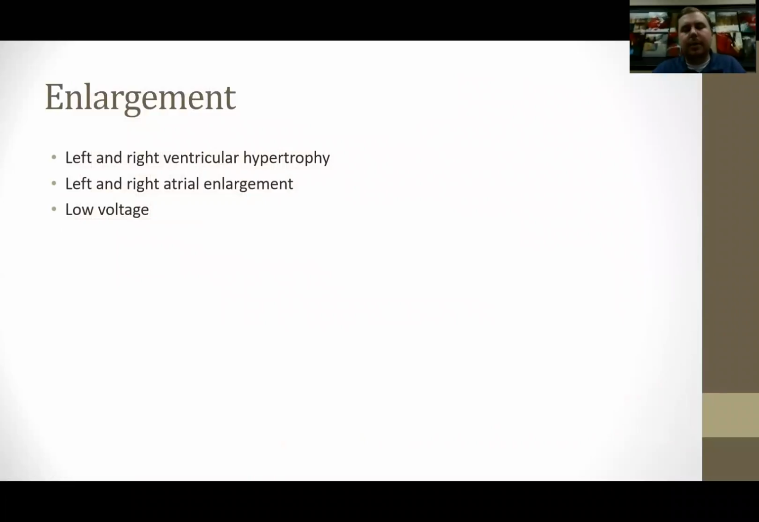All right, so we did rate and rhythm. We looked at axis. We looked at all the different intervals, and then we get to enlargement. So the main ones that we're looking for here is left or right ventricular hypertrophy. You can also look at left and right atrial enlargement. And then I just lumped low voltage in here because you'll see I'm going to be measuring QRSs and see how big they are to look for the different ventricular hypertrophies that I'm going to be able to identify whenever there's low voltage as well.